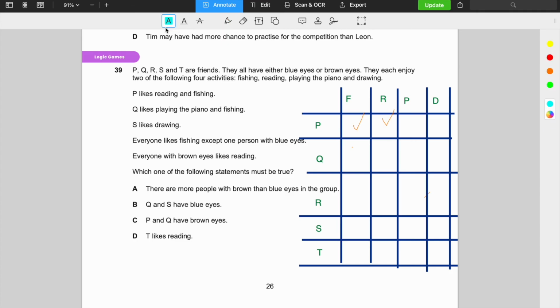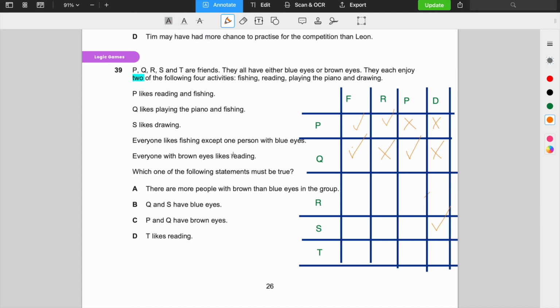And remember the rule, they like 2 of the following activities. That means that P does not like piano and P does not like drawing. Q likes playing the piano and fishing, so that means he does not like the other 2 activities. S likes drawing.